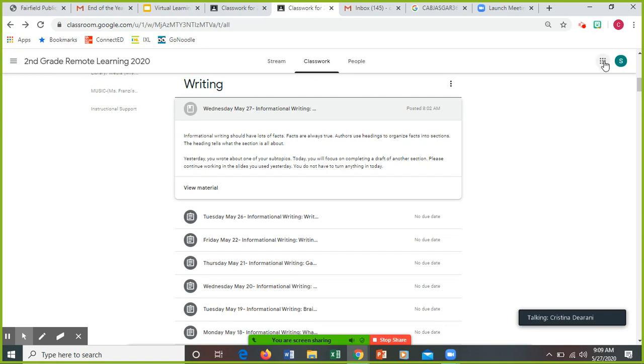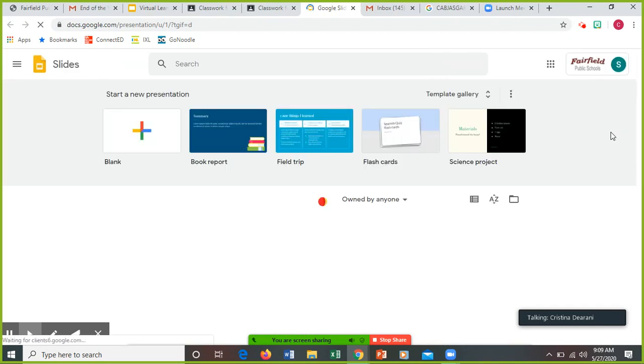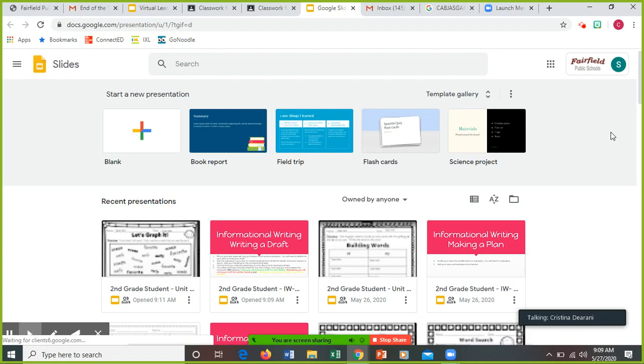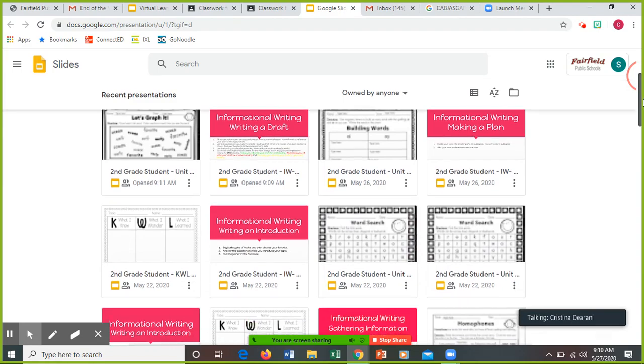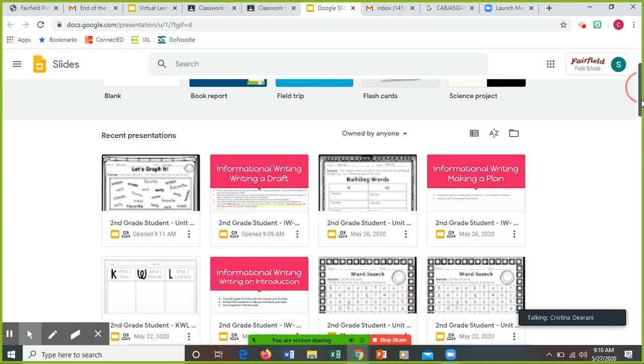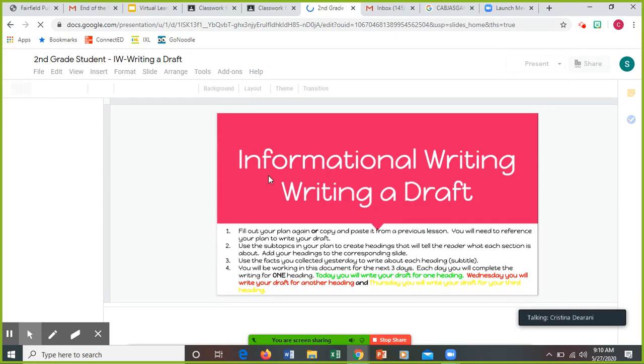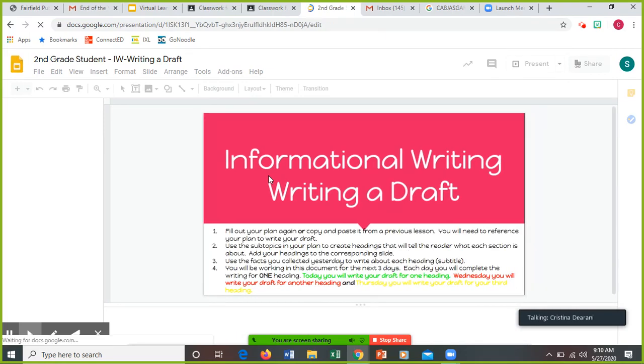So if you go into your Waffle and you go into your Google Slides, for you guys, it's probably going to be one of the first things that pops up. For me, it probably won't be because I have a lot of other things in here. But normally, when you go to like recent presentations, you'll find it here. And it's going to have everything saved that you did yesterday.